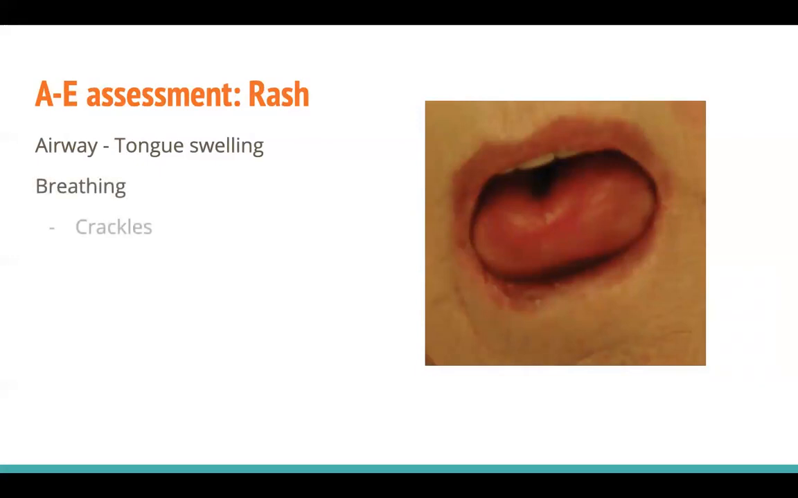Next, breathing. Listen out for crackles. Crackles can be present in a manner of diseases. Sepsis. Could this be a drug reaction from treatment of a lower respiratory tract infection? Could this be a pneumonia linked to chickenpox or measles? Could this be sarcoid? Then you've got wheeze and reduced air entry. Think about things like anaphylaxis, particularly if it's an urticarial rash. Then tachypnea is something that you might see in sepsis.